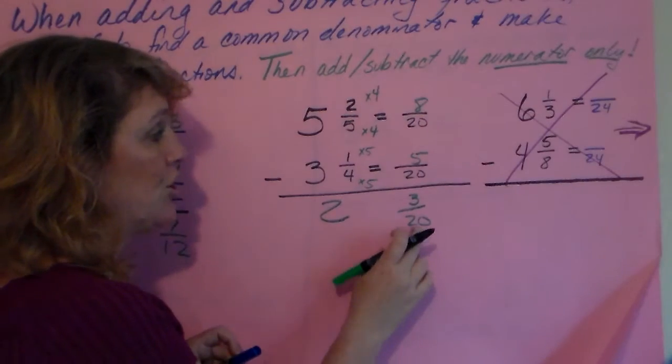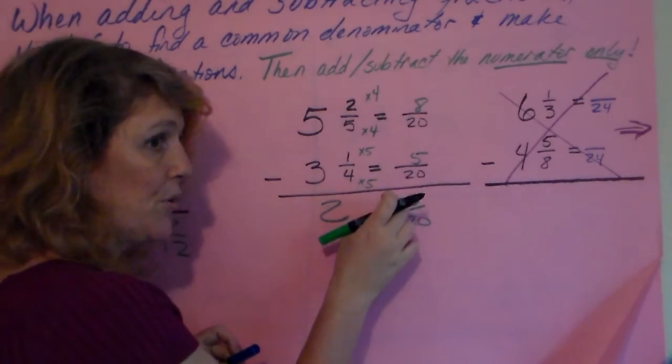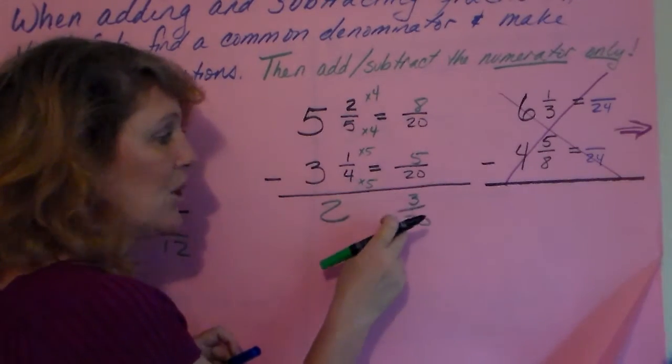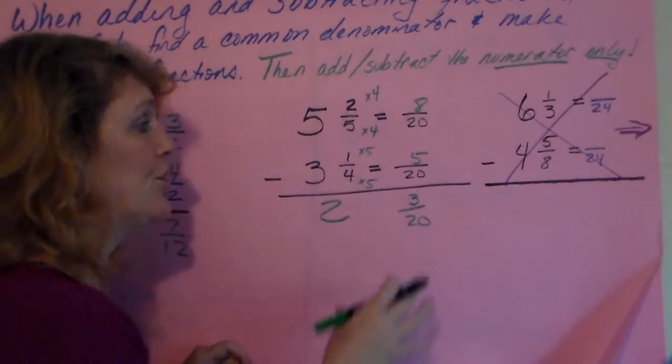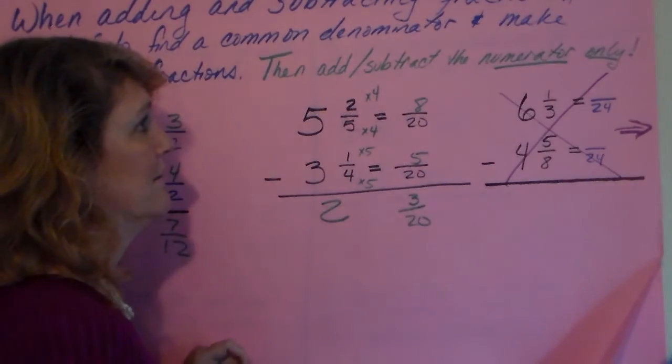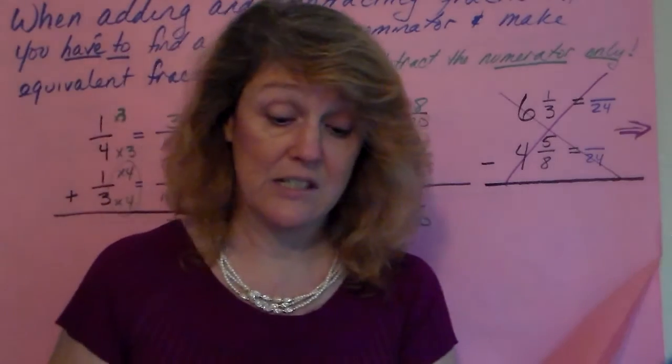Now I check and make sure. 3 is a prime number, so I can't reduce it, and 3 doesn't go into 20, so I can't reduce the fraction, so I'm done. All right? Is this all coming back to you?